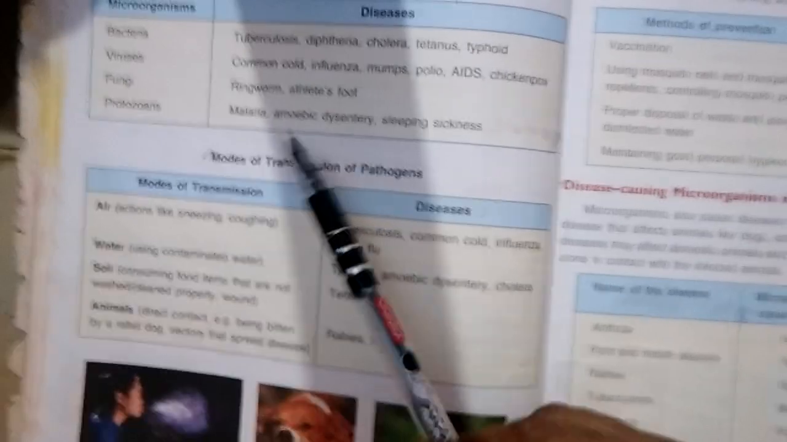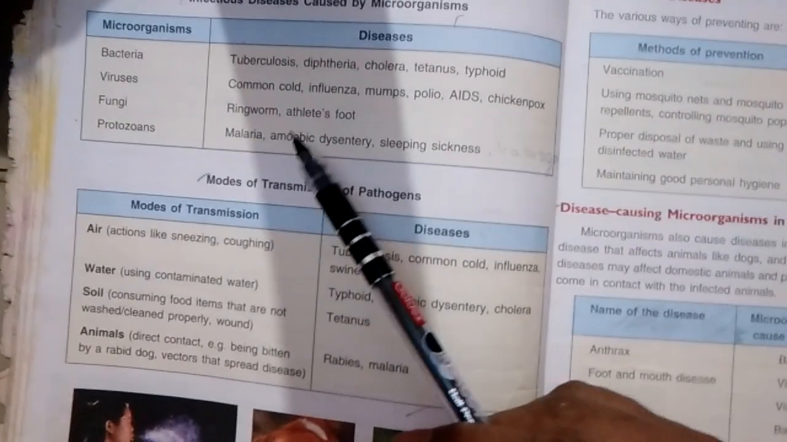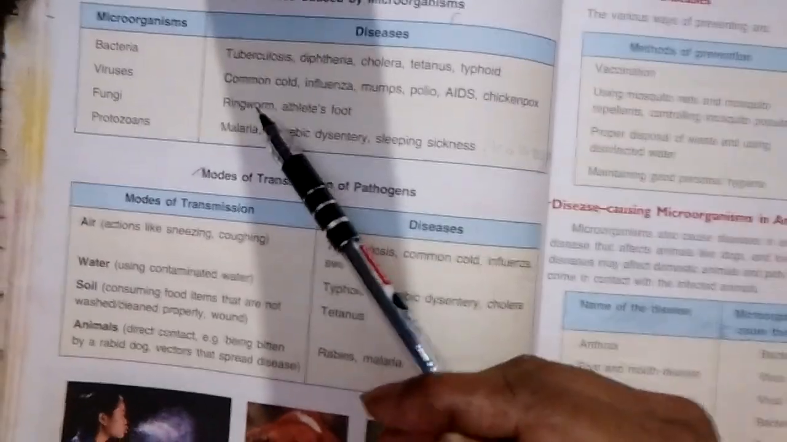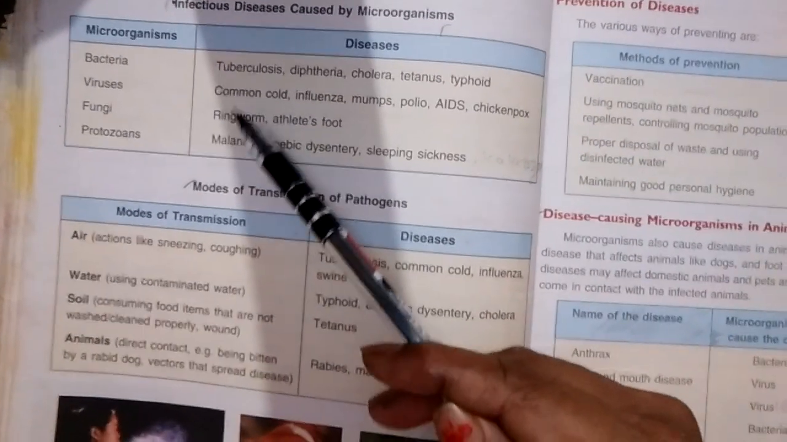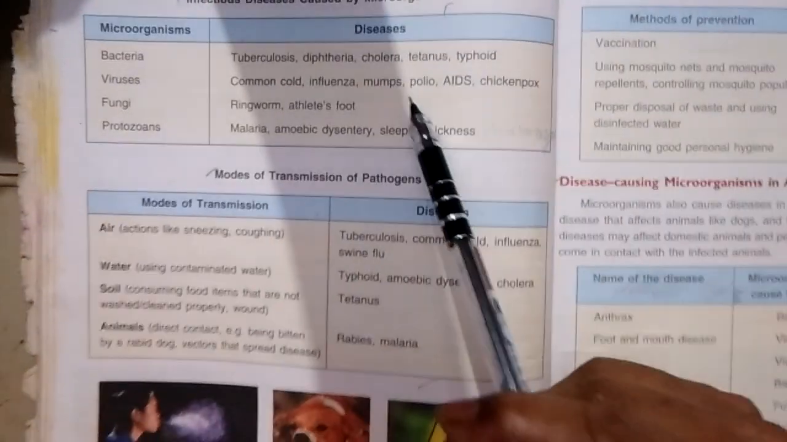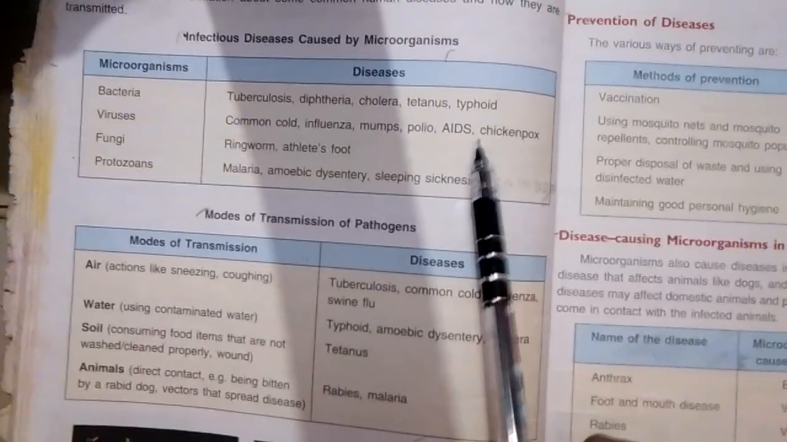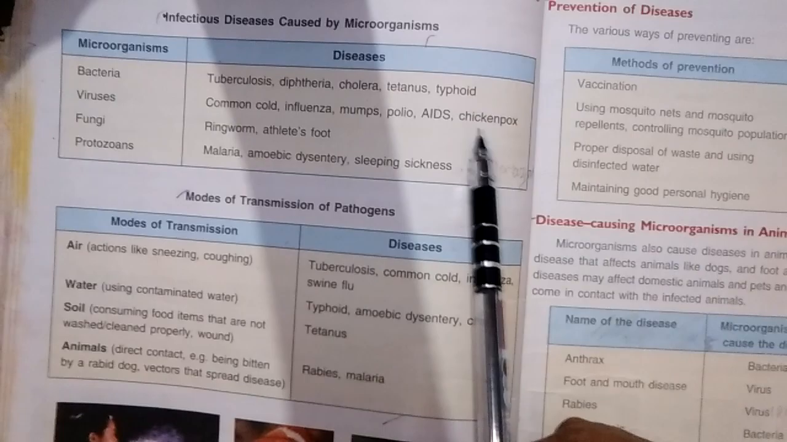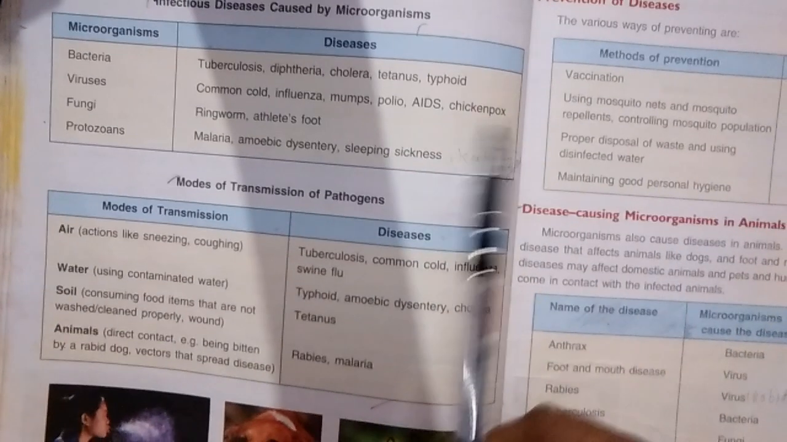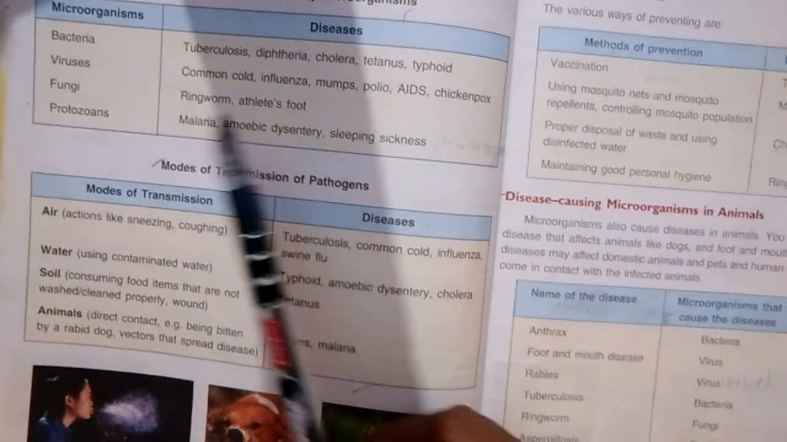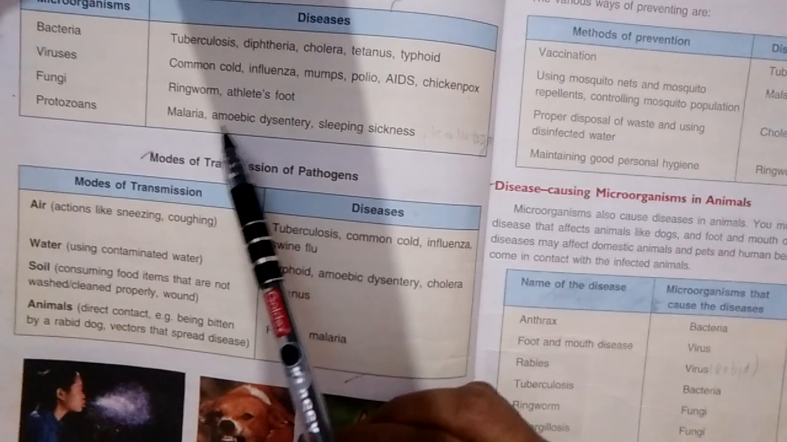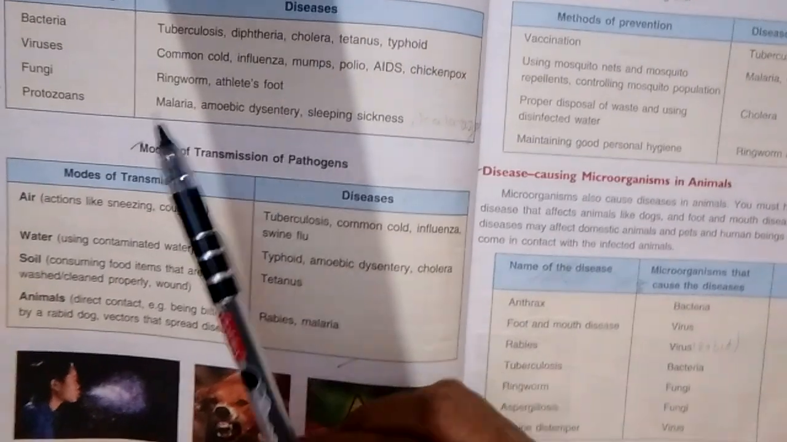Now, viruses can cause diseases, and the most common disease nowadays which is spreading is COVID-19, and also common cold, influenza, mumps, polio, AIDS. AIDS is acquired immune deficiency syndrome, and chickenpox, which are caused by viruses. Regarding fungi, it is ringworm, athlete's foot, etc.